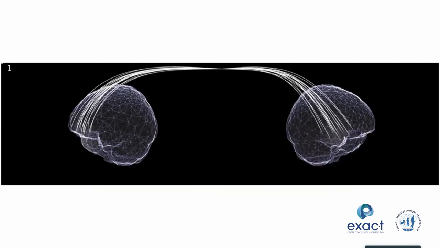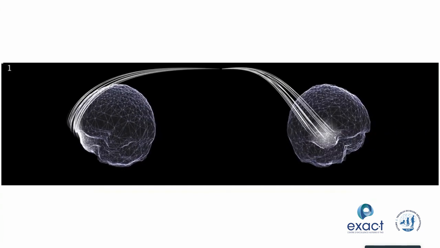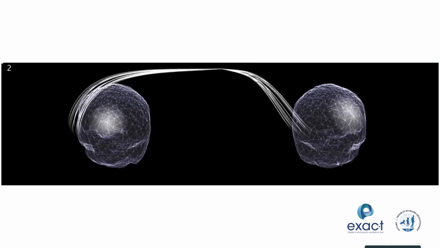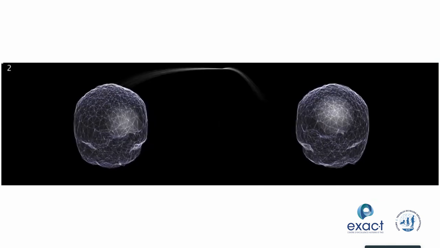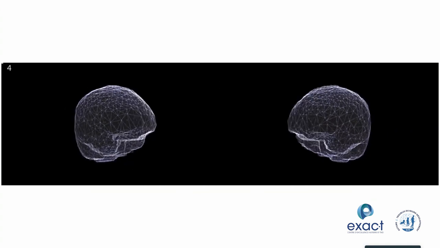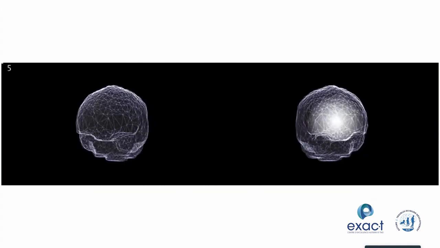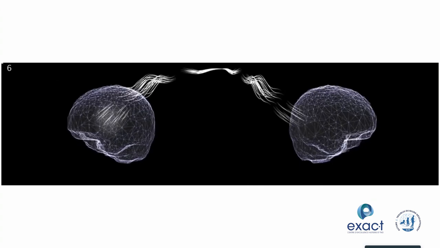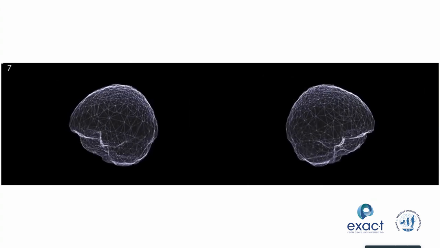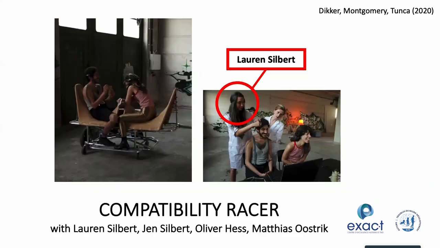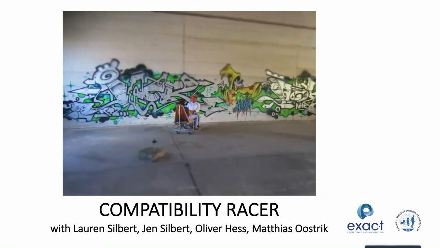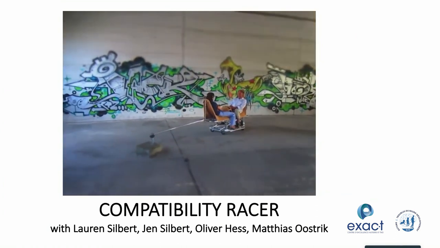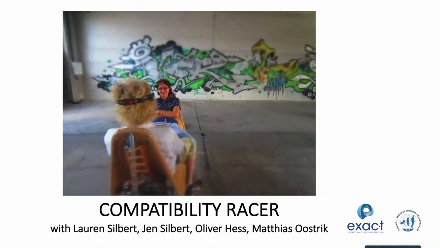Behind them, there were two rotating brains that pulsated at the frequency that was dominant at each moment, and also showed connecting waves whenever our computation of interbrain synchrony met a certain threshold. So these people were sitting still, and behind them was the dynamicity of their neural activity. In the compatibility racer, synchrony is translated into the motor speed of a car that moves faster as synchrony increases and slows down as it decreases. So here, synchrony metaphorically fuels the compatibility racer.